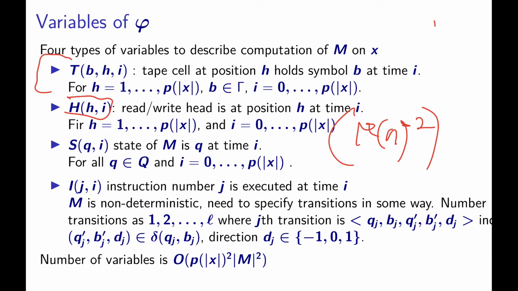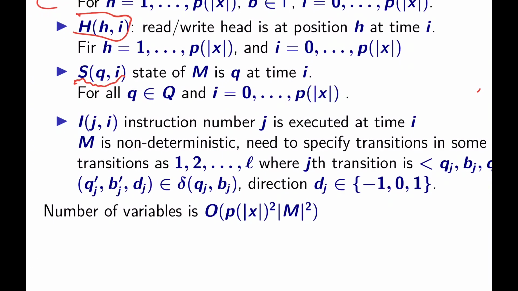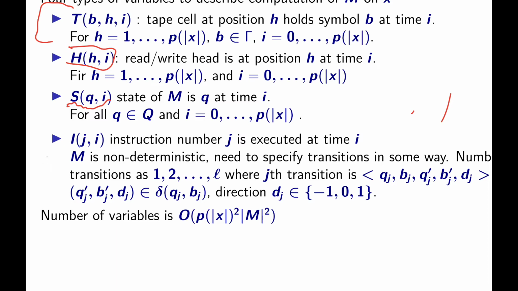Right, then we have S_{Q,I}, which is 1 if the state of the Turing machine at time I is Q. And finally, what we are going to do is take the Turing machine and write down all the possible transitions, right? So it's a finite number.